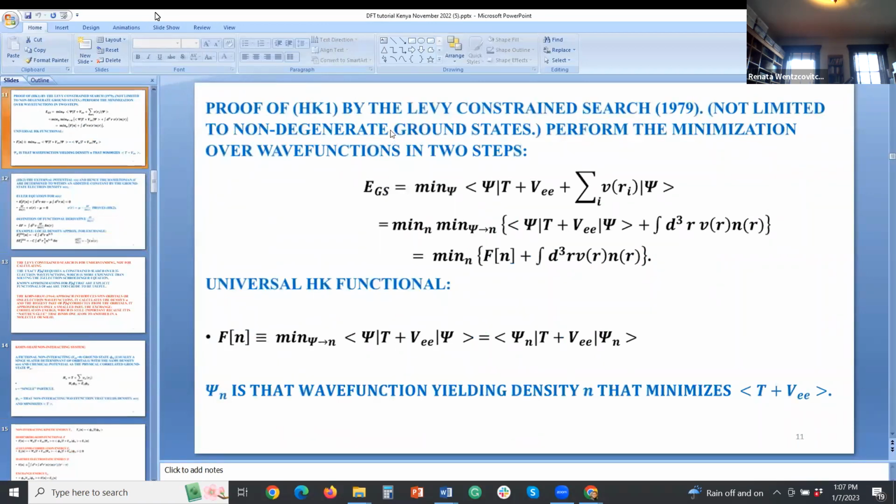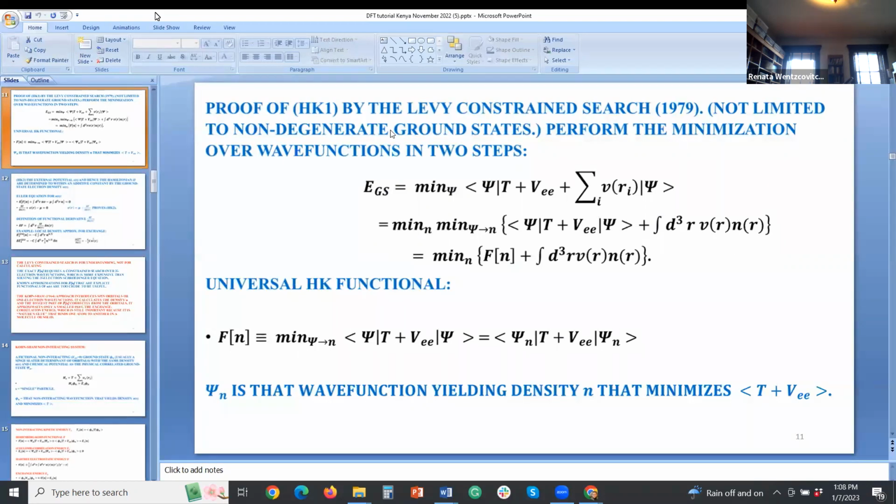Let me show you the proof of the first part of the Hohenberg-Kohn theorem by Mel Levy's constrained search from 1979. The original proof of this theorem by Hohenberg and Kohn in 1964 wasn't really quite general enough because it had to assume that the ground state of the system you're interested in is non-degenerate. Levy's proof doesn't have that restriction. And it has a further advantage that it's a much more intuitive proof, which actually shows you what all the functionals are. Even though you may not be able to compute them all, you can understand mathematically what they are.